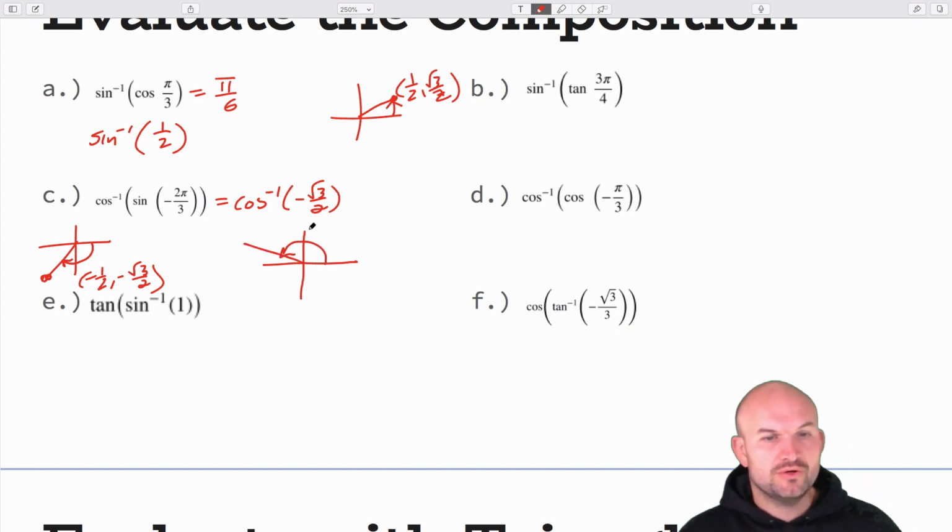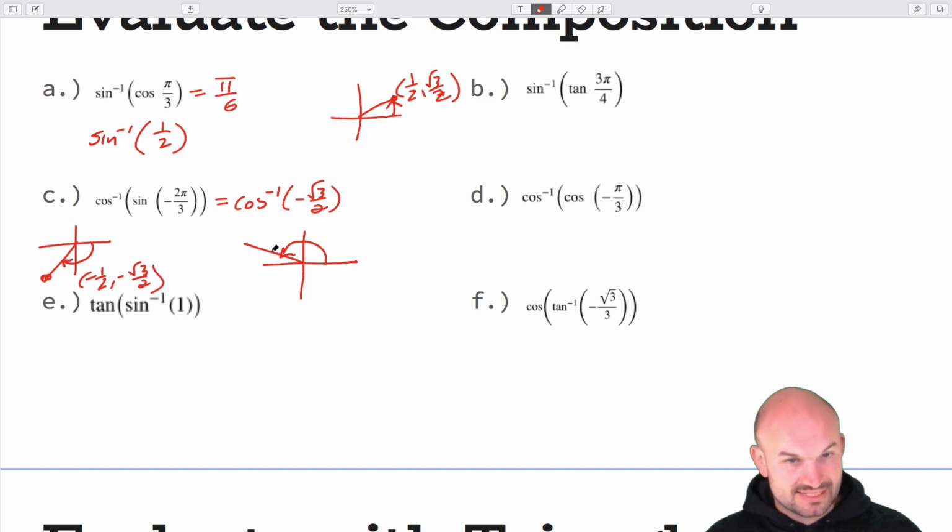Negative square root of 3 over 2 is going to be when cosine is negative over there. So therefore, that coordinate point in the second quadrant is going to give you a 5 pi over 6, because that coordinate point is negative square root of 3 over 2, comma 1/2. So that angle is going to be 5 pi over 6.